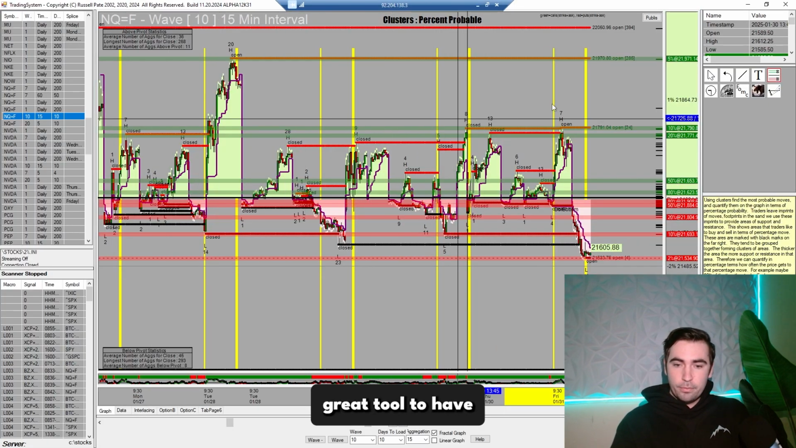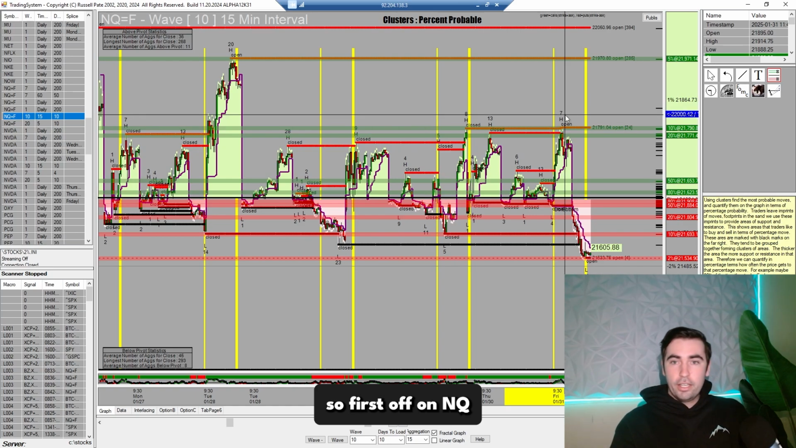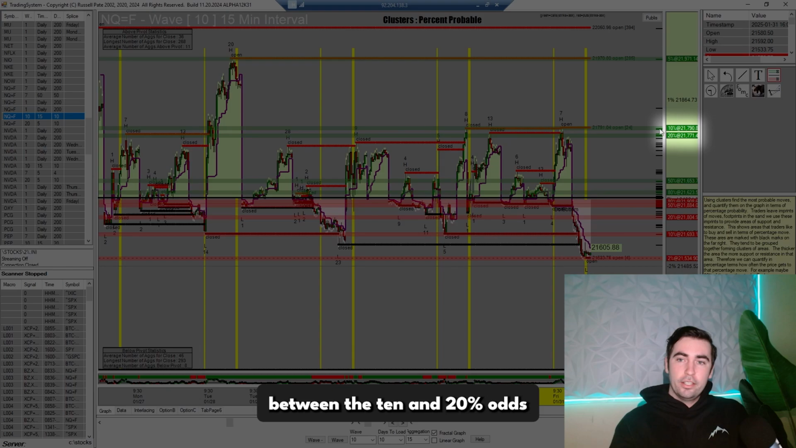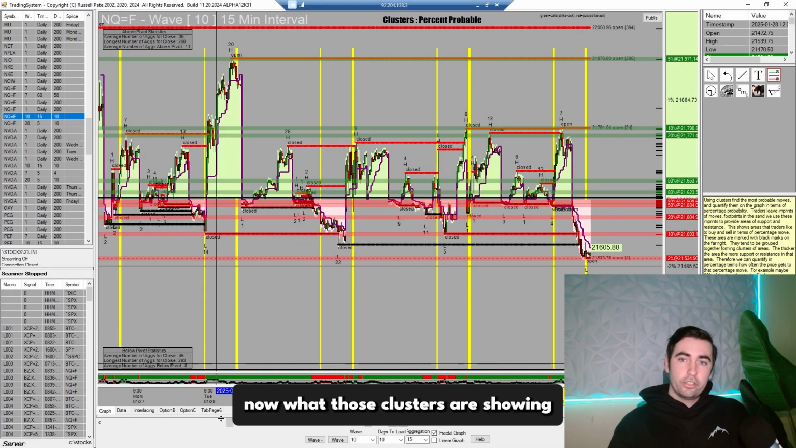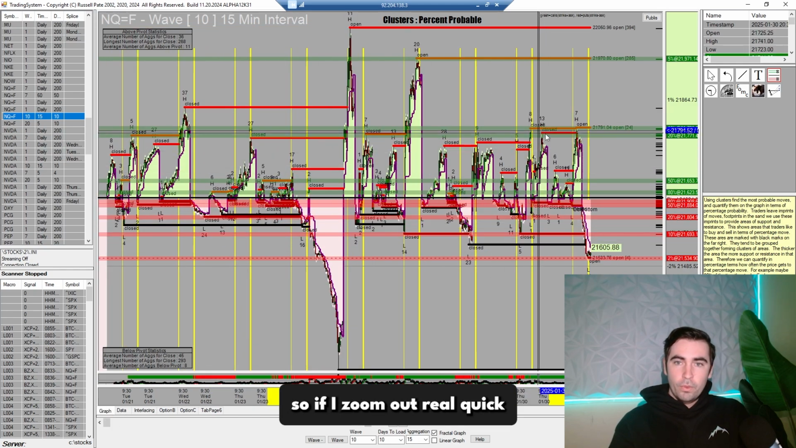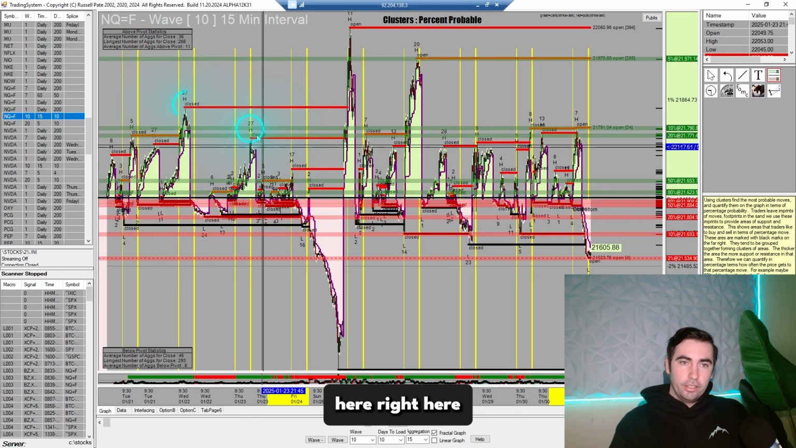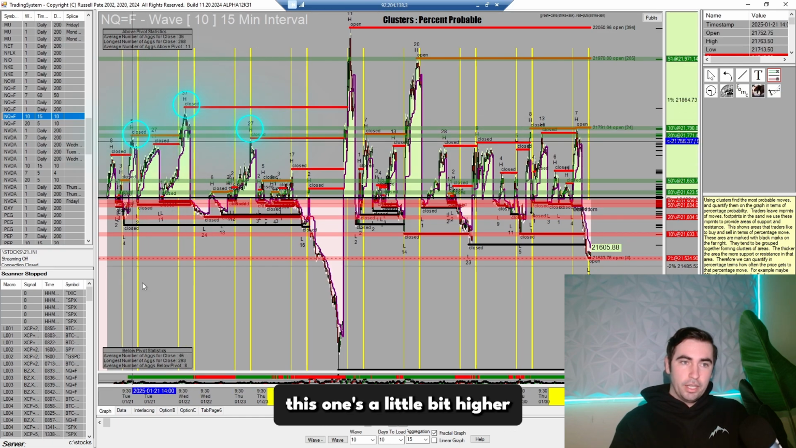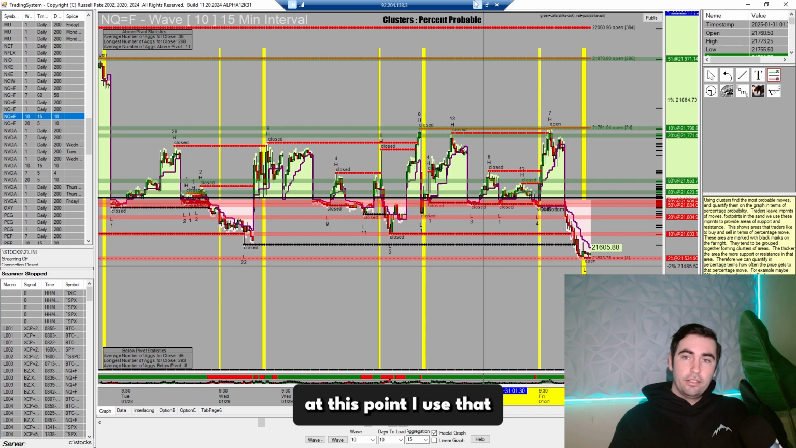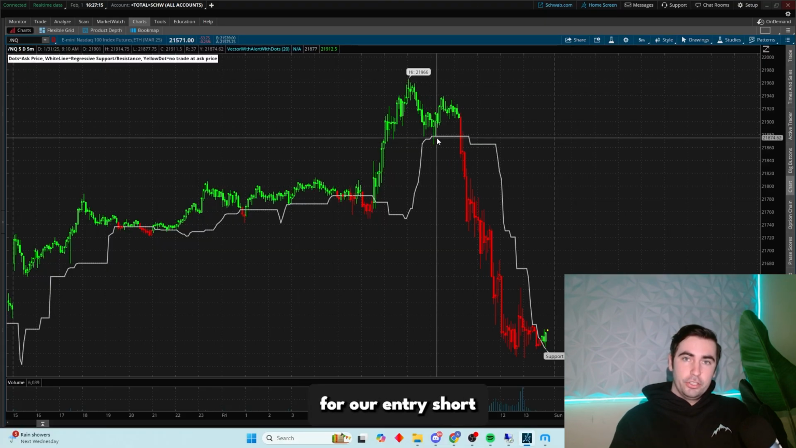Great tool to have. So first off, on NQ, on the 10-way 15-minute on the fractals, up here between the 10 and 20% odds, we had a bunch of stacked clusters. Now, what those clusters are showing us is previous reversal points. So if I zoom out real quick, you can see reversal here, here, right here. This one's a little bit higher, another reversal right here. Lots of previous reversals at this point. I used that and these open states for our entry short.